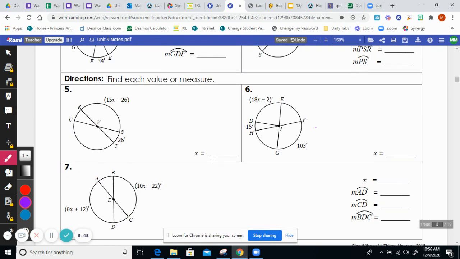All right, so I'm going to skip down, and I'm going to do number 5 and 6. These are some examples with algebra. So on number 5, we want to find the value or measure, or find each value or measure.